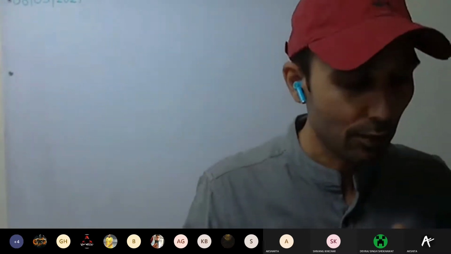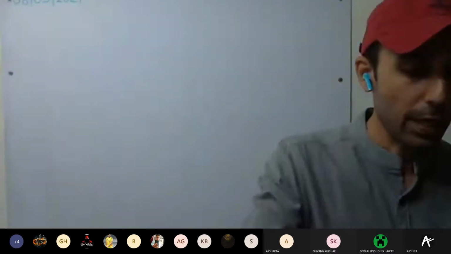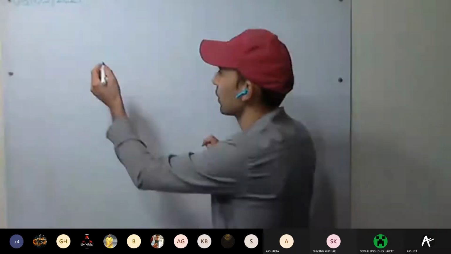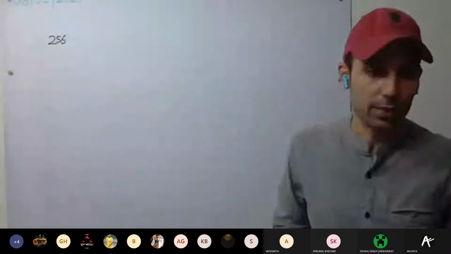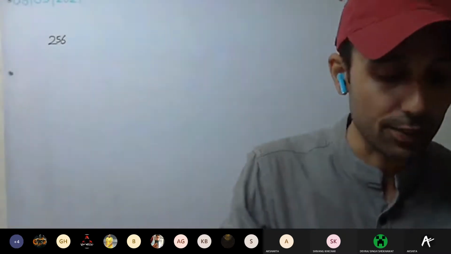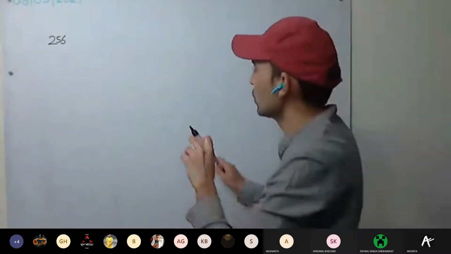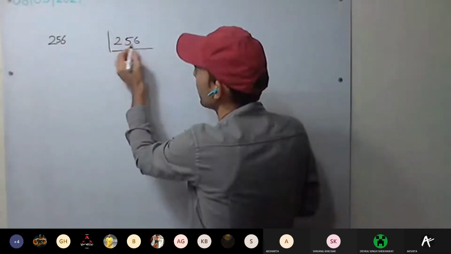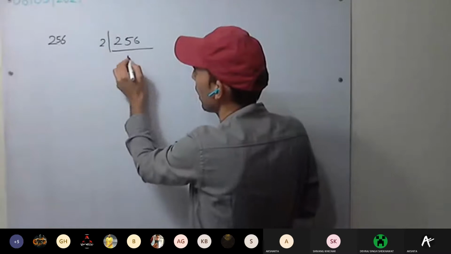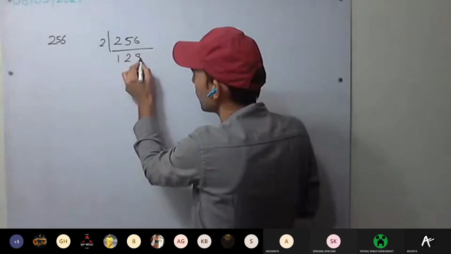Okay. So first one, we all will be solving. So mark the steps how we are going to solve. So for 256, its root we have to calculate using the prime factorization method. That is, you have to find the prime factors. So first calculate the factors of 256. Start with 2.